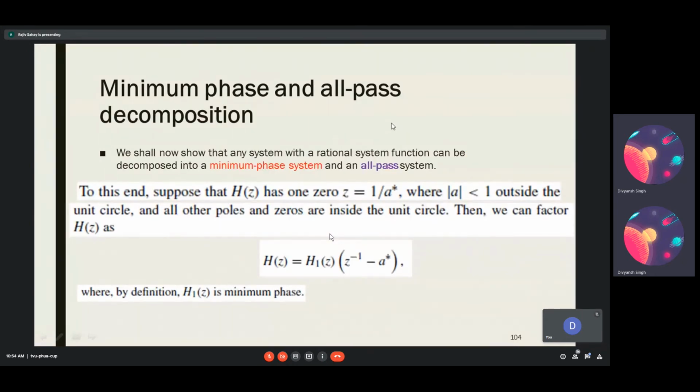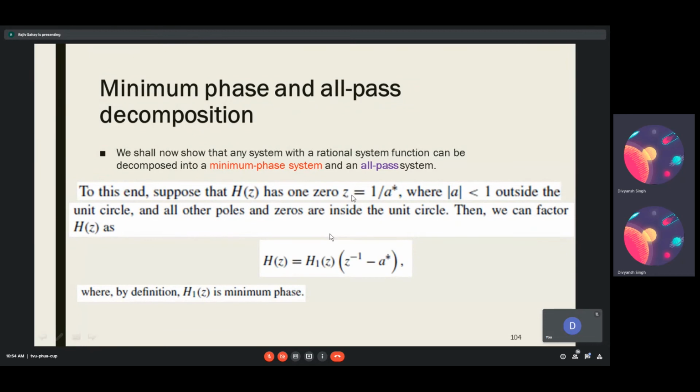So this is the important part of today's class, where we want to decompose any system with a rational system function into a minimum phase system and an all-pass system. You see how powerful this idea is. You have an arbitrary system function. The only constraint is that it can be expressed as a rational function. So you can write that as a product of a minimum phase system and an all-pass system. An all-pass system is almost a trivial system. It is a lossless system. It has a constant gain and some delay.